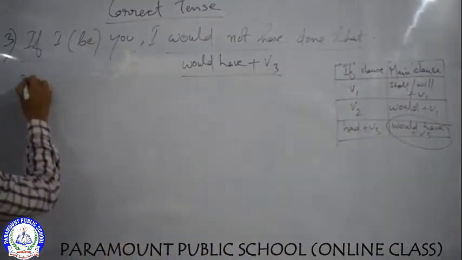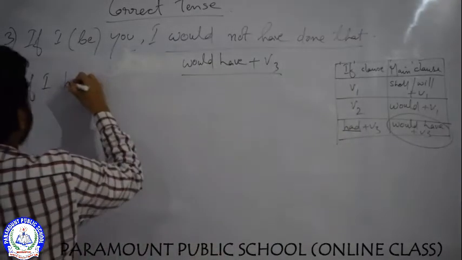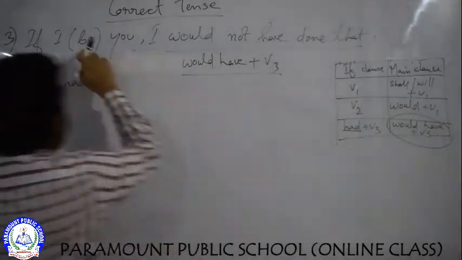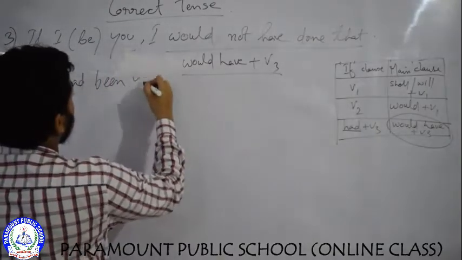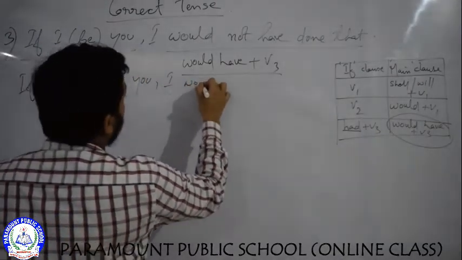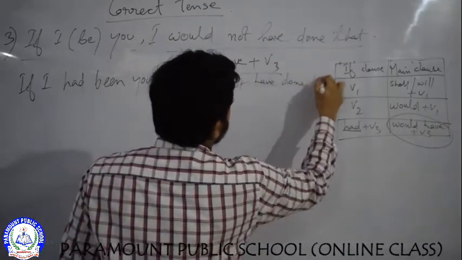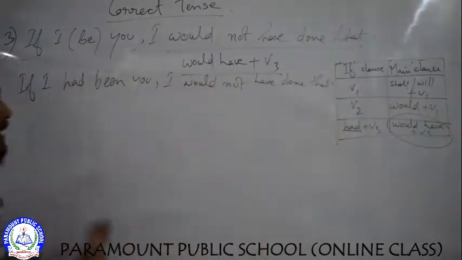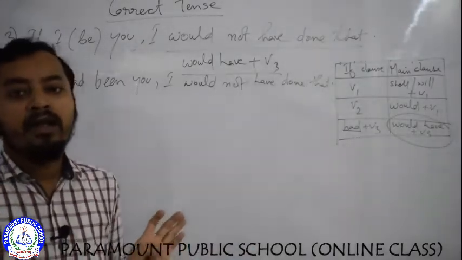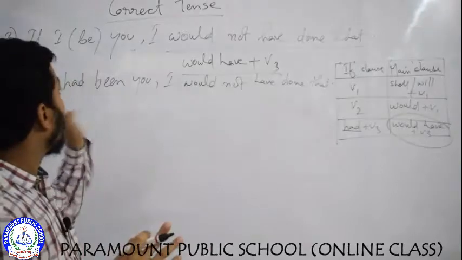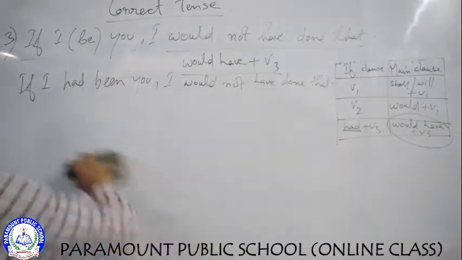Now see, I put this had here. What is V3 of the verb be? Been, B-E-E-N, been. If I had been you, I would not have done that. Clear? Conditional sentences are easy. The main thing is you have to keep this table in mind, and if you do, you will never make a mistake in conditional sentences. I can assure you that. Okay, very good. Let's move to the next sentence.